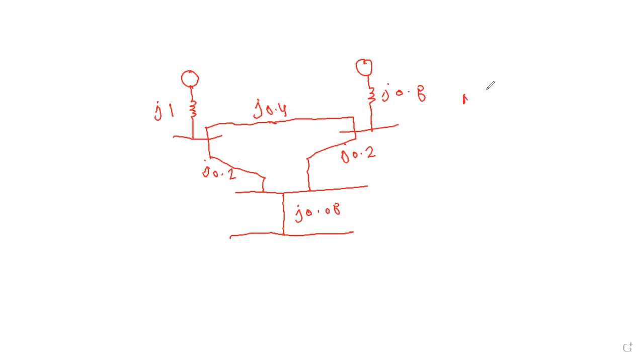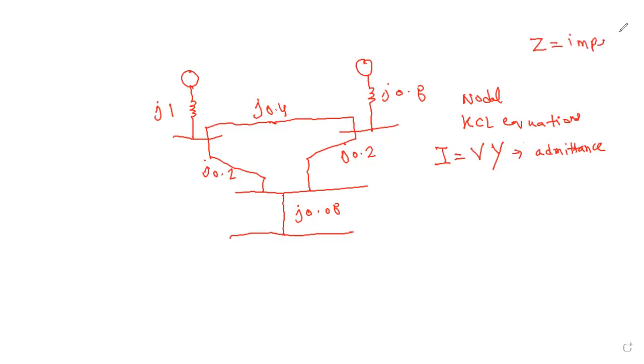Now basically, in nodal analysis we write KCL equations. First we write the KCL equations: current would be equal to voltage into Y, and this value Y is called admittance. What is admittance? Z is your impedance, and the reverse of impedance is called admittance. So Y is 1/Z. Y would be equal to 1 by Z.